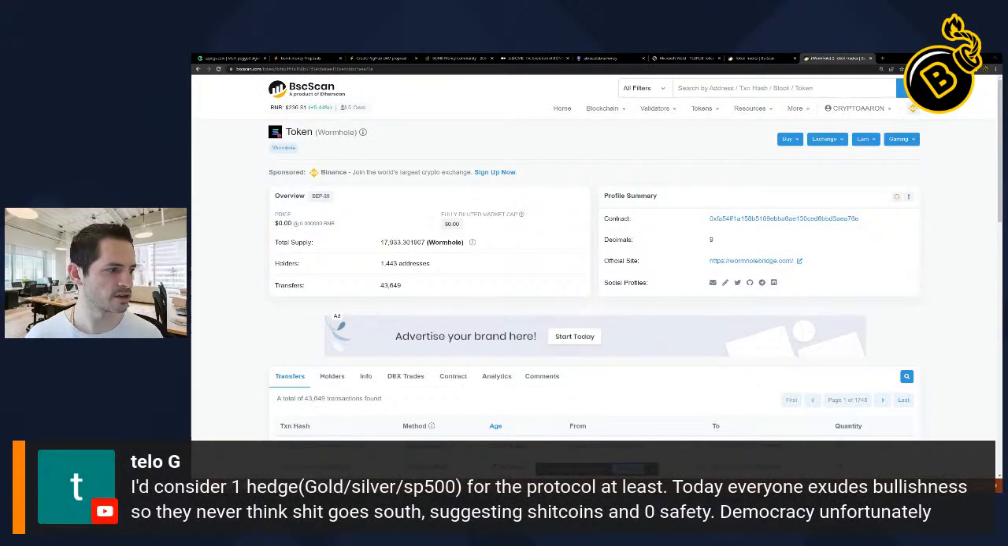I'd consider one hedge for the protocol at least. This is the thing, right? We have to also look at the technology of how we peg to a token, how we have to create the liquidity pool, and how our smart contracts can gauge if we're at peg, and the oracle with the time weighted average price and everything. So in order to peg to a gold, a silver, and S&P 500, we would need a large market cap token on BSC that represents those assets, or one of those assets or asset classes, right? If we don't have that, then we can't peg to it, right?